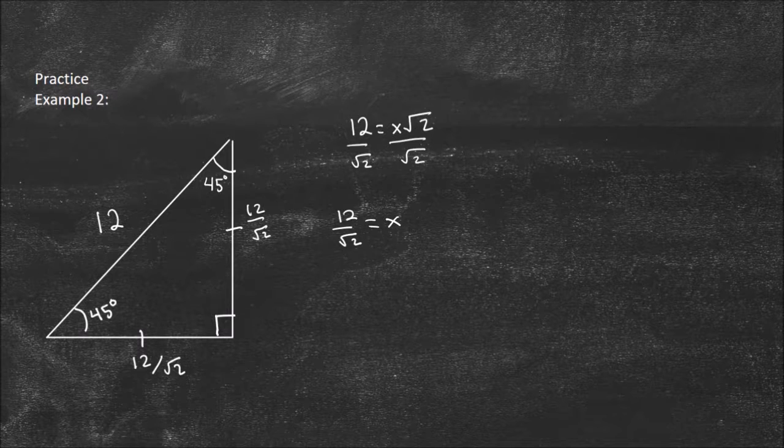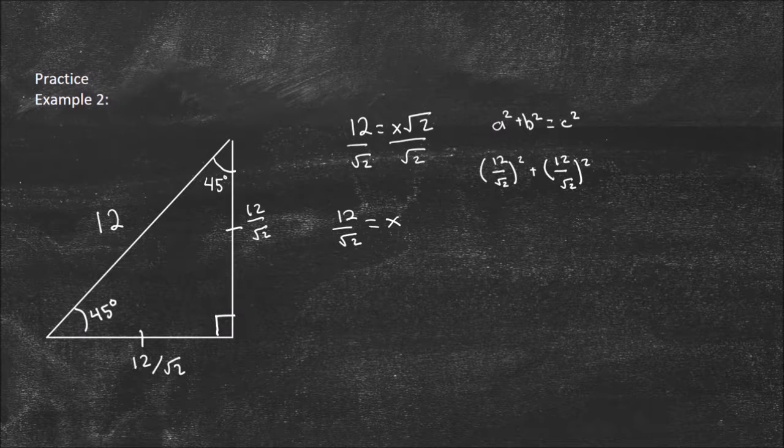So let's make sure with the Pythagorean theorem, a squared plus b squared equals c squared. Another good thing about these problems is you can always check them with the Pythagorean theorem. I totally recommend you do that because it means you have no doubt that you got it right. So let's try this here. The legs are both 12 divided by square root of 2, squaring that, plus 12 divided by square root of 2, squaring that, equals 12 squared.